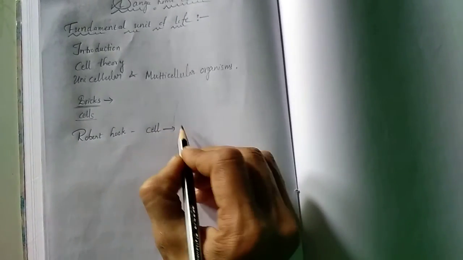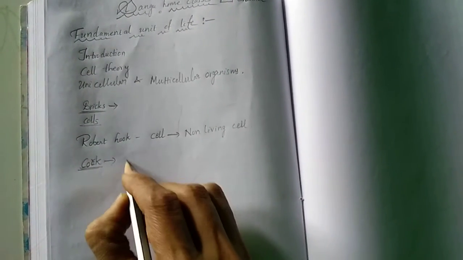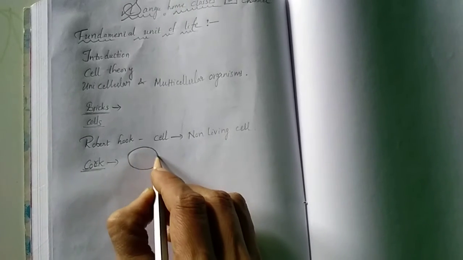In the introduction, who introduced the cell? The first time, Robert Hooke. Robert Hooke introduced the cell. Which cell was it? It was the non-living cell. In which did he identify the non-living cell? In the cork. In the cork, he observed a number of cells.